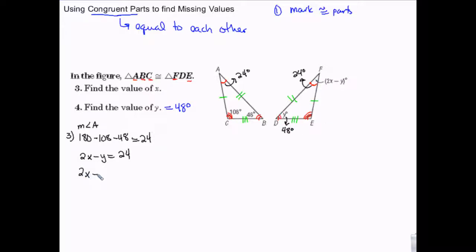I can plug it in for the y. Add 48 to both sides. And I'll get that 2x is equal to 72. Divide both sides by 2, and I get that x is 36.